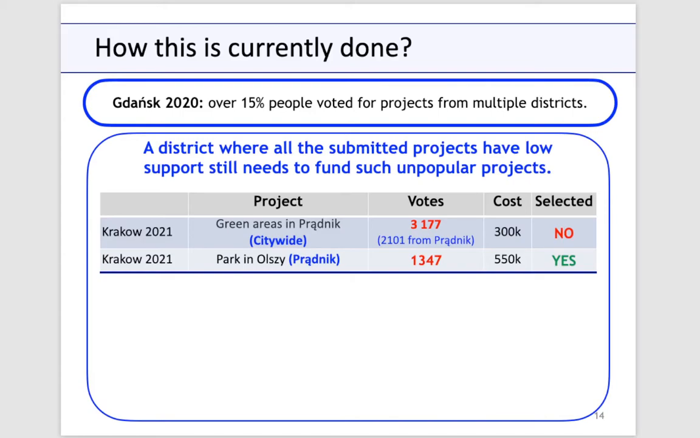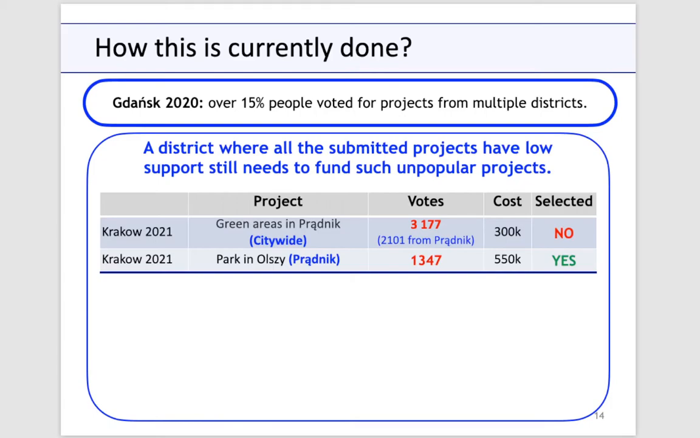Have a look at what happened in Krakow in 2021. There, a part of the municipal budget was assigned to district projects, and a part of the municipal budget was also designated to what we call citywide projects. That is, projects which are potentially interesting to voters from multiple districts.